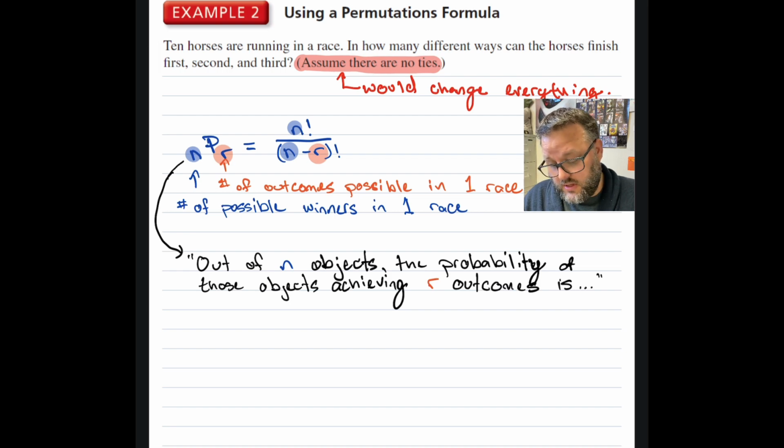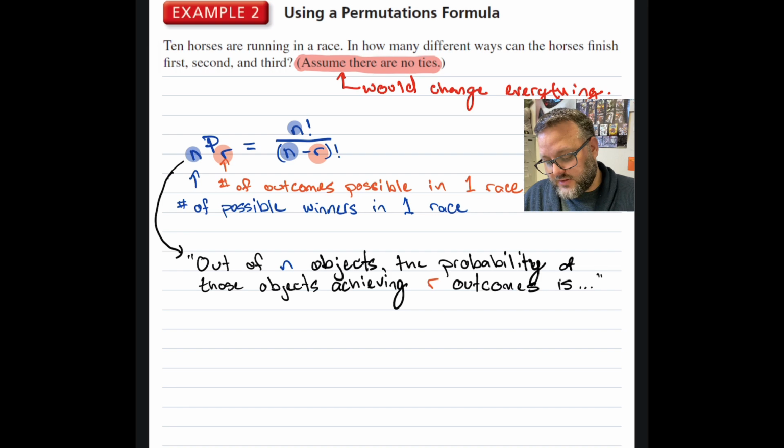So in this case, we're talking about 10 horses running in a race. And how many different ways can the horses finish first, second, and third? In other words, we're not going to be taking into account all 10 places. We're not going to say first, second, third, fourth, fifth, sixth, seventh, eighth, ninth, 10th. We're only worried about first, second, third.